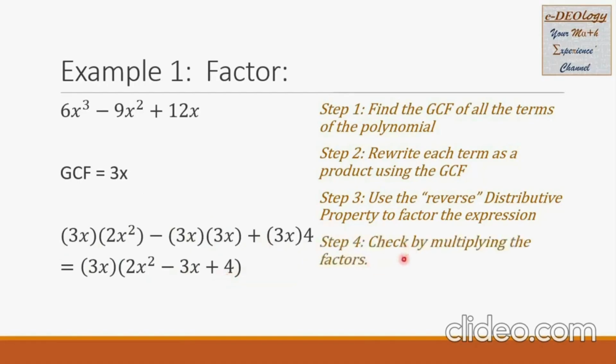Step 4, let us check our answer by multiplying the factors. We should go back to the original problem after the multiplication. So the 3x multiplied by the 2x squared, I will get 6x cubed. And then the 3x multiplied by negative 3x, the answer is negative 9x squared. And then 3x times 4 is positive 12x. So we are sure that this is correct, and this is our final answer.